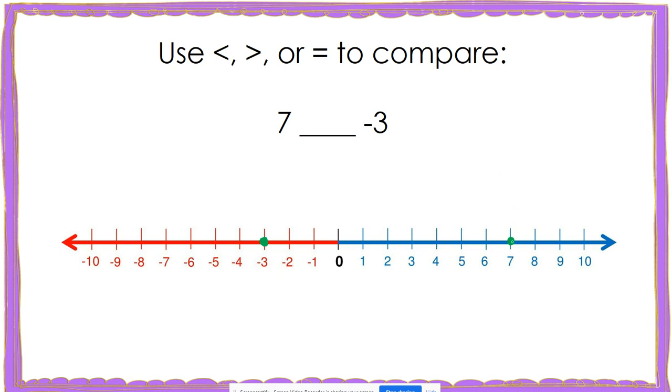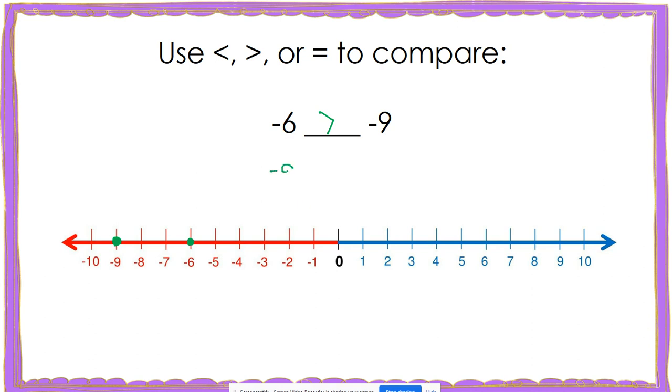I'm comparing 7 to -3, and I notice that 7 is located to the right of negative 3. Since 7 is located to the right of negative 3, I know that 7 is greater than negative 3. Now let's compare negative 6 to negative 9. Negative 6 is located 6 units to the left of 0, and negative 9 is located 9 units to the left of 0. Since I'm comparing negative 6 to negative 9, I can say that negative 6 is located to the right of negative 9, which means negative 6 is greater than negative 9.